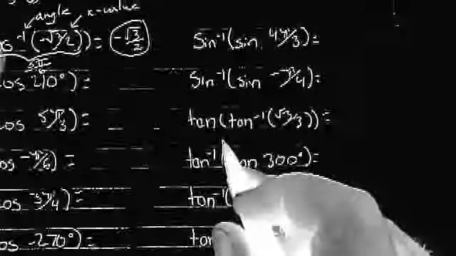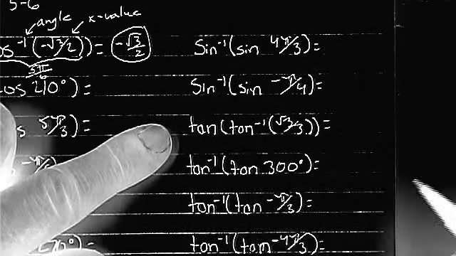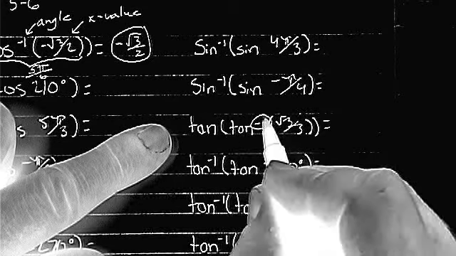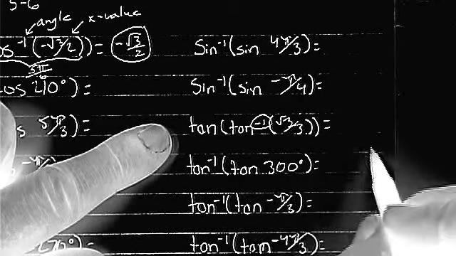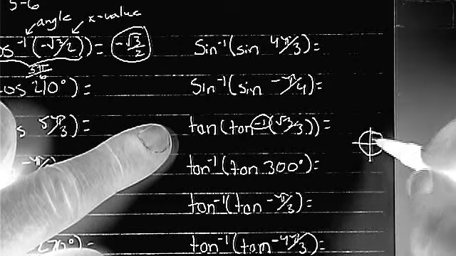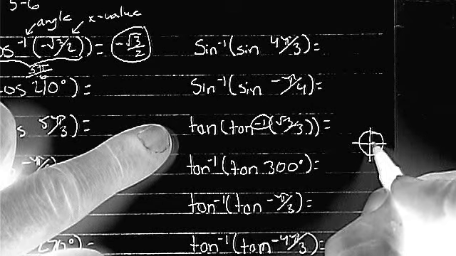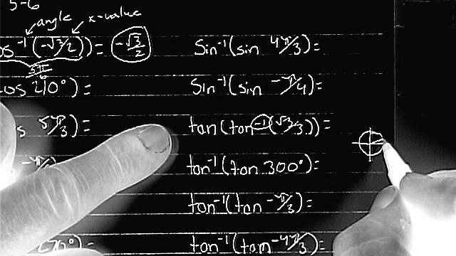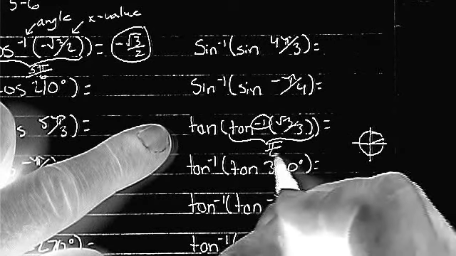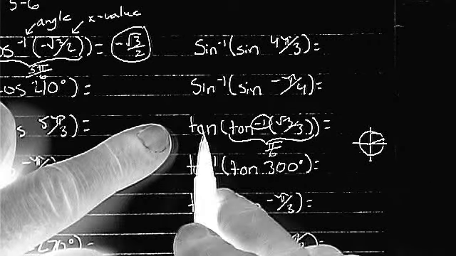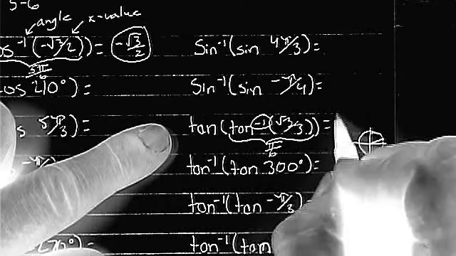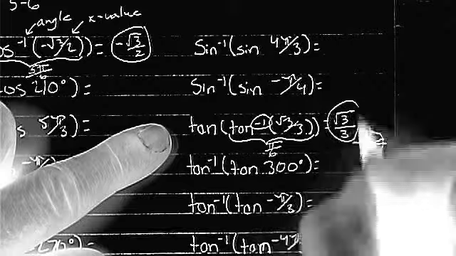Then the third one here from the top, tangent inverse. I want the angle measurement where the slope is radical 3 over 3. Okay, so let's think about the unit circle here. Slope is positive radical 3 over 3. That's the shallow one in quadrant 1. That would have to be pi over 6, the shallow angle measurement. What's the slope at pi over 6? That's what this is saying. And that slope at pi over 6 is radical 3 over 3.